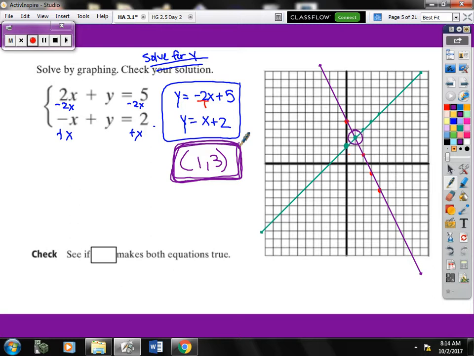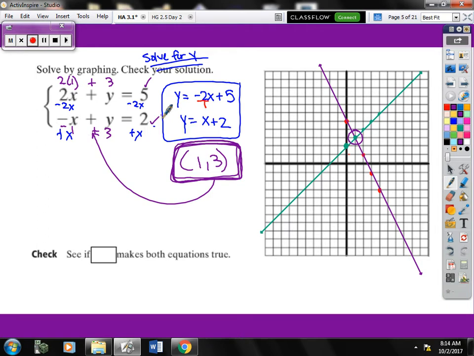And then, of course, if you do want to check this one, I would always check it in the original, just in case you made a mistake algebraically. So we'd have 2 times 1 plus 3. 2 plus 3 is 5. That works. Negative 1 plus 3 is 2. That works. So just plug it in kind of real quick and check.